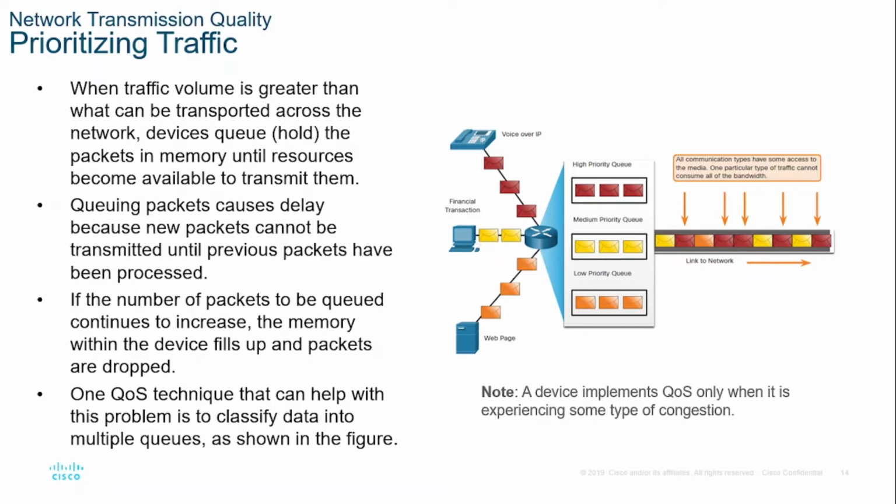One quality of service technique that can help with this problem is to classify data into multiple queues. As you can see in the figure, there is a high priority queue, a medium priority queue, and a low priority queue. A device implements QoS only when it is experiencing some type of congestion.